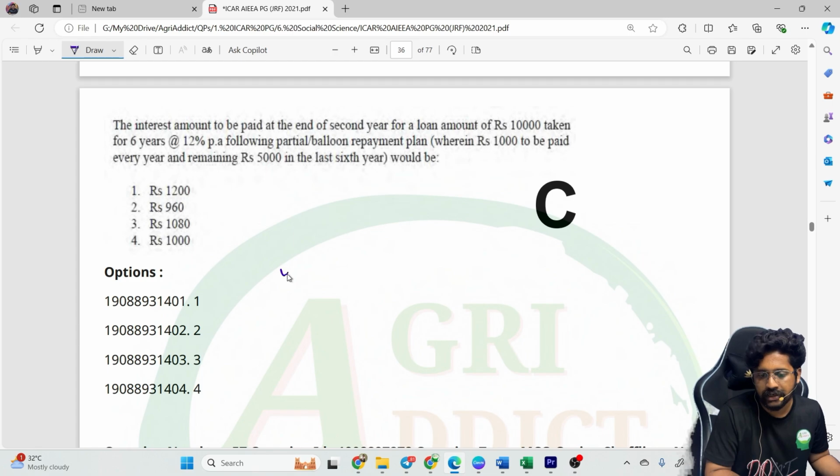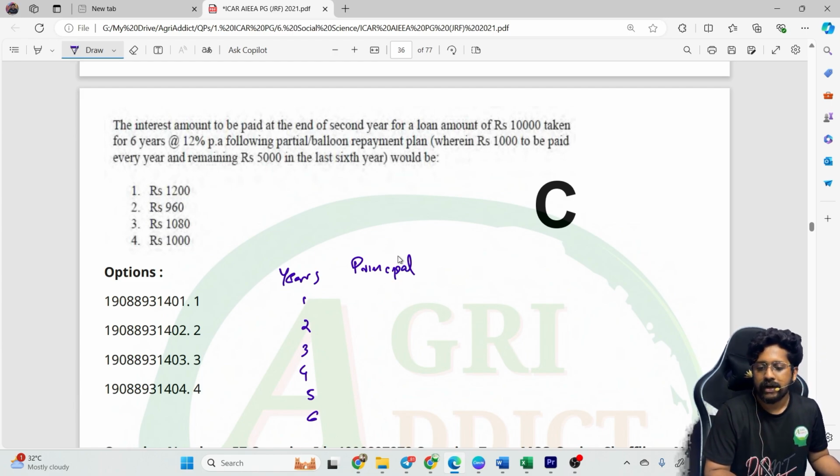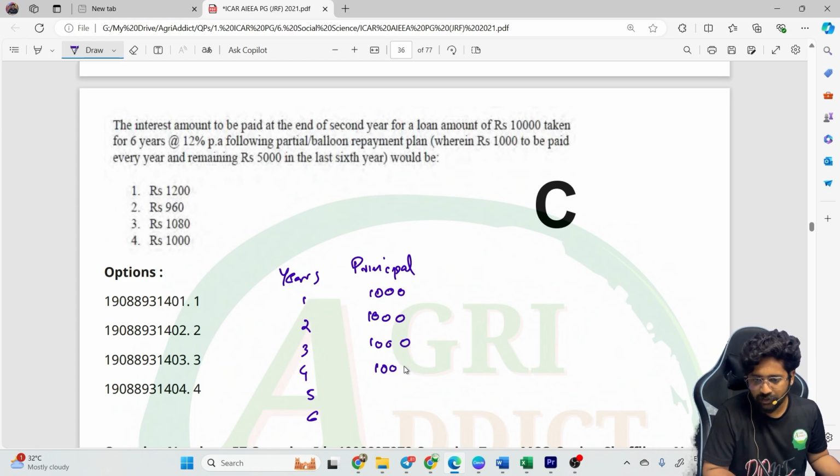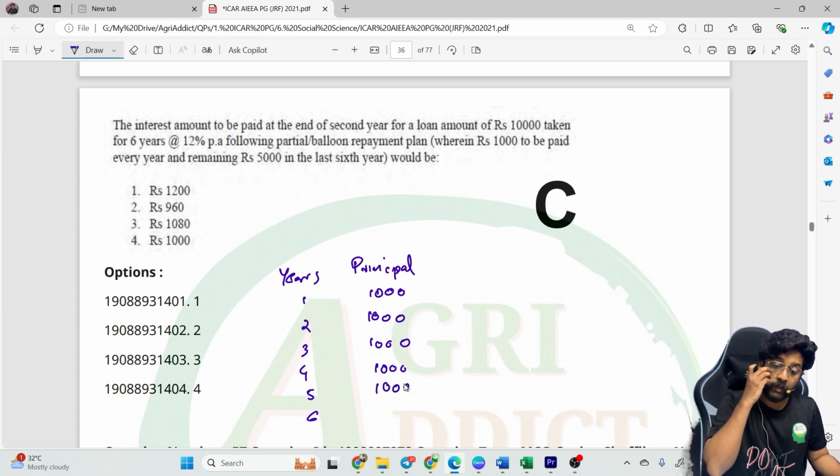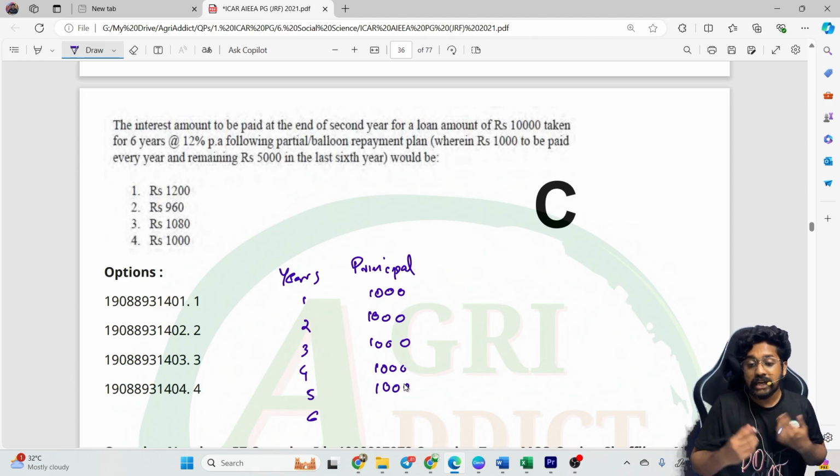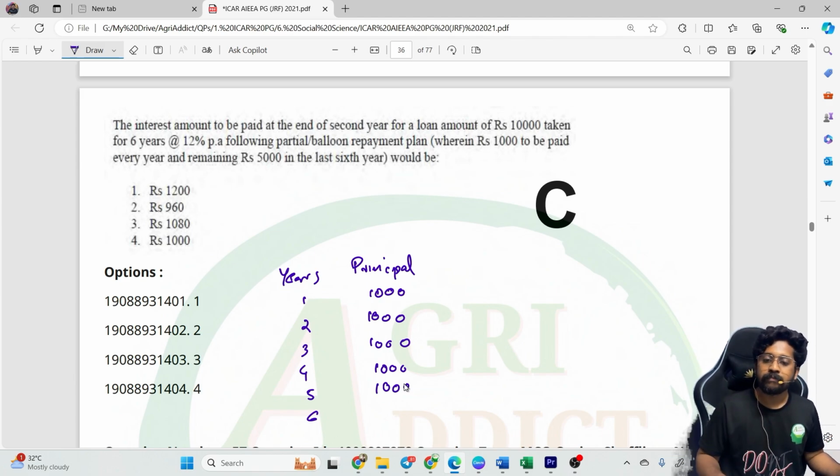So this we can just write it down. Years 1, 2, 3, 4, 5, 6, and the principal amount that they are going to pay every year will be 1,000 rupees till the 5th year, right? So therefore 1,000 rupees will be paid in the first year, 1,000 rupees paid in the second year, 1,000 rupees paid in the third year, 1,000 rupees paid in the fourth year, and till the 5th year 1,000 rupees will be paid, and the remaining 5,000 rupees is there, right? Only 5,000 rupees has been paid in 5 years, and the remaining 5,000 rupees is a bulk amount, right? So the greater amount will be paid in the last year. That's why it is considered a partial or balloon repayment plan.